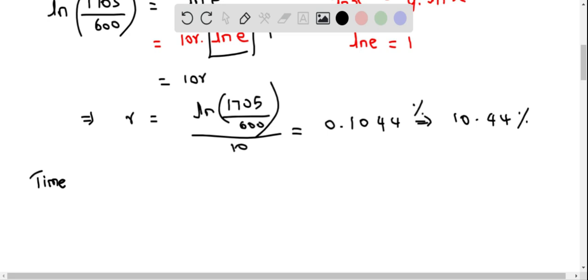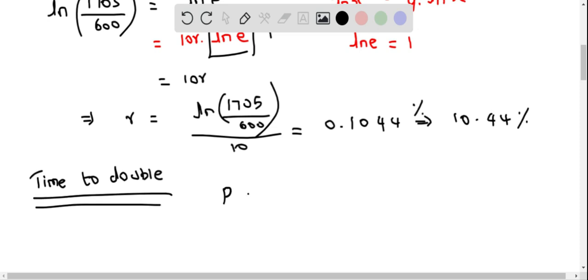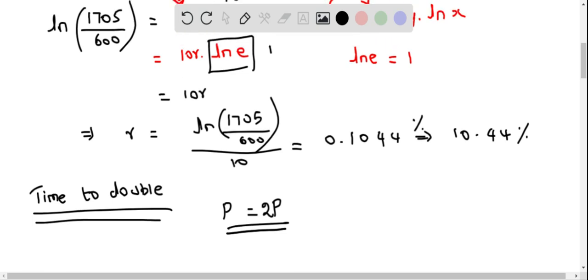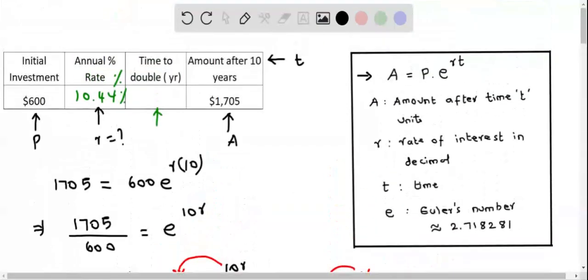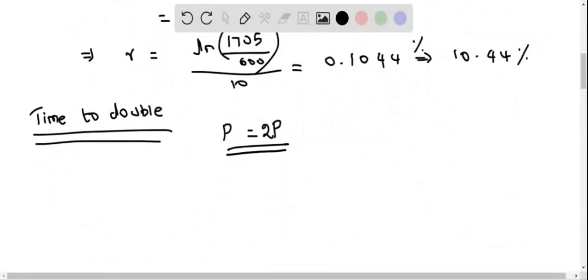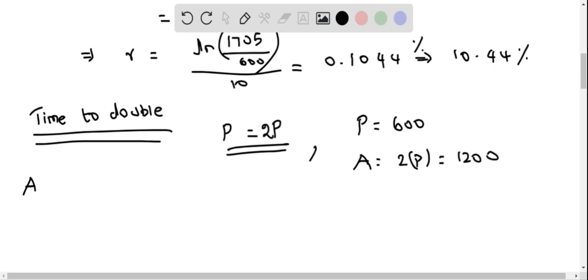It's basically time to double. And this means, suppose we have an initial amount of P, the doubled amount will be 2 times P. So either we can plug it in like this, or you can use the values which we already know. The P value is 600, which means I substitute 600 for P, and for A, that is the double of this amount, 2 times P, and this is equal to 1200. So once again, I'm going to plug that into the formula.